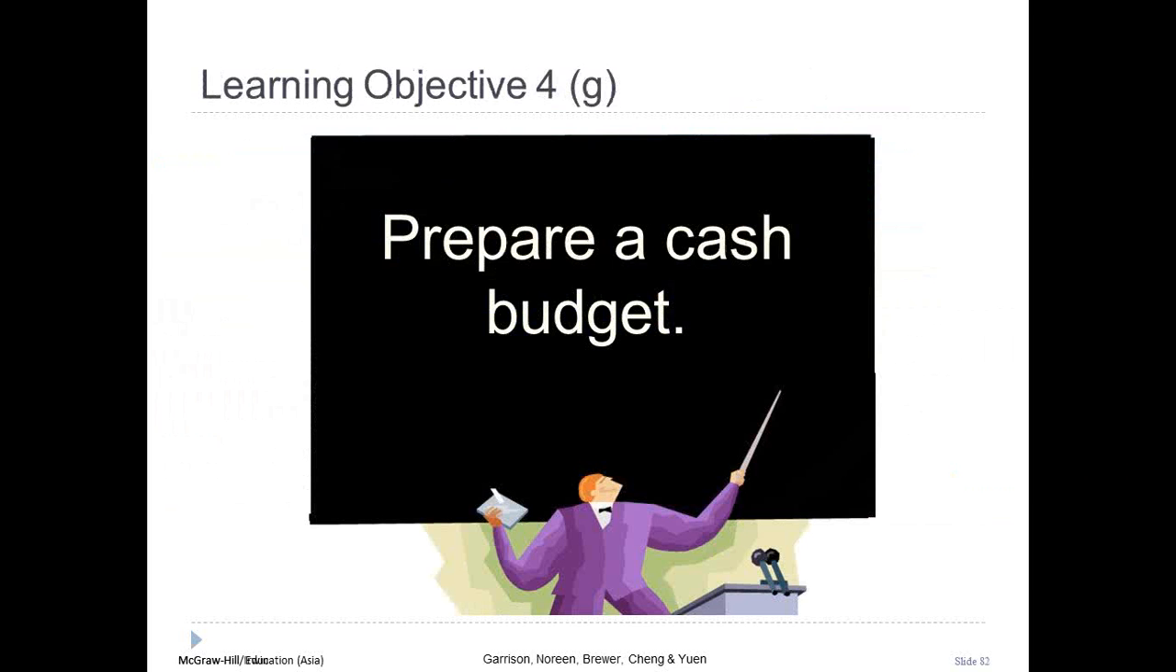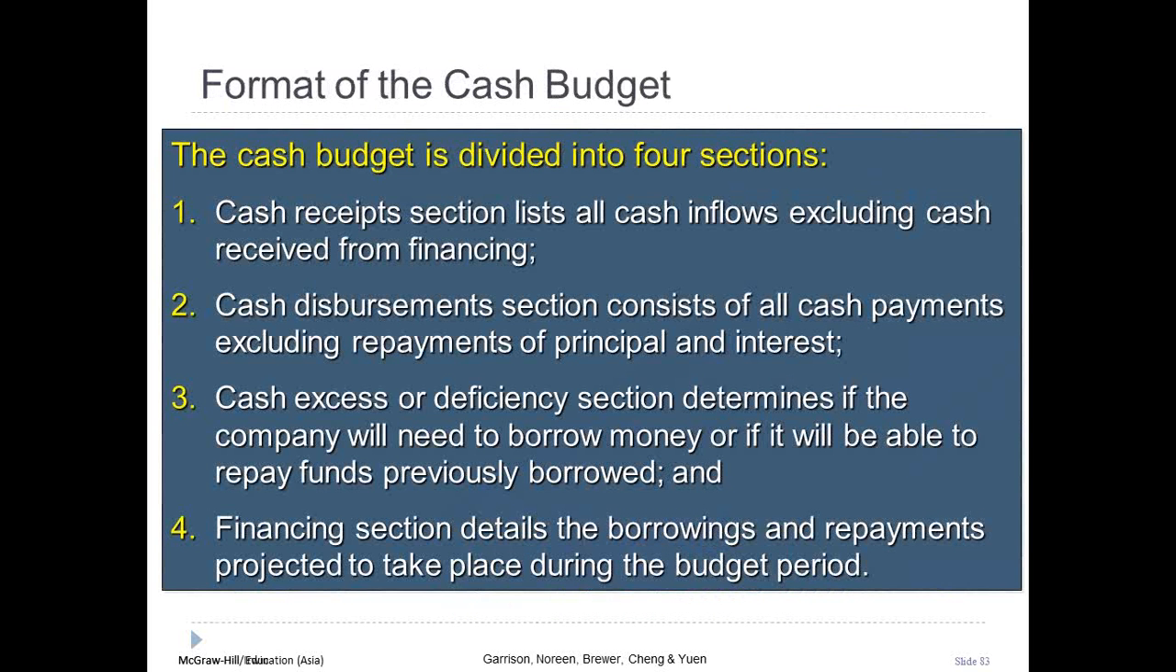Now, let's do a cash budget. The preparation of the cash budget can be very complex. This budget should be broken down into time periods that are as short as possible. It consists of 4 major sections. Cash receipts section lists all cash inflows excluding cash received from financing. Cash disbursement section consists of all cash payments excluding repayments of principal and interest. Cash excess or deficiency section determines if the company will need to borrow money or if it will be able to repay funds previously borrowed. And fourth, financing section details the borrowings and repayments projected to take place during the budget period.